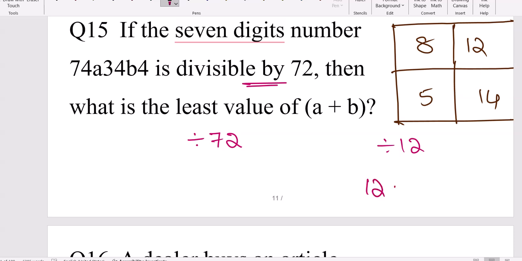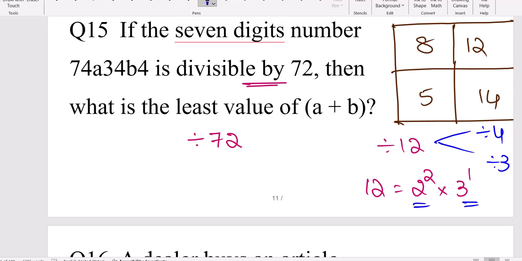12, I can write as 2 into 6 also, but is 6 a prime number? No, I want prime number powers first. So I can write 2 square into 3 power 1. Is it correct? Prime number powers. Then I can decide divisibility by 12: it is divisible by 4 and by 3. This is nothing but 4, this is nothing but 3.